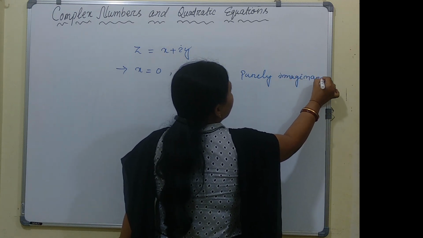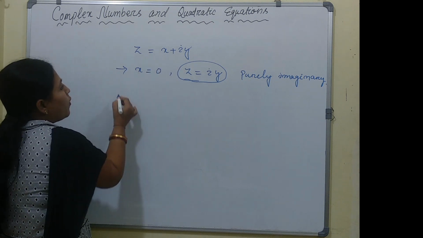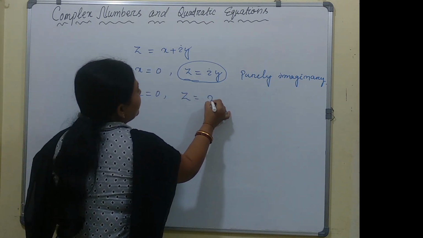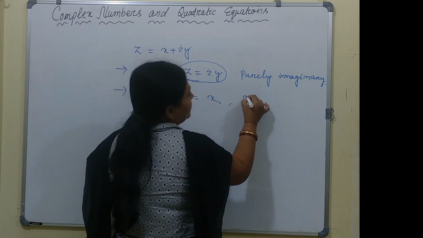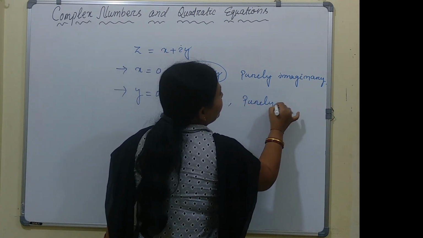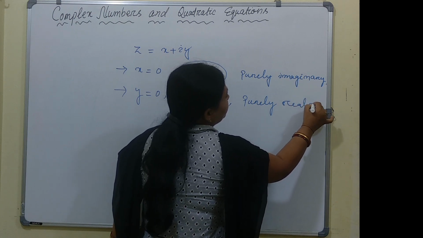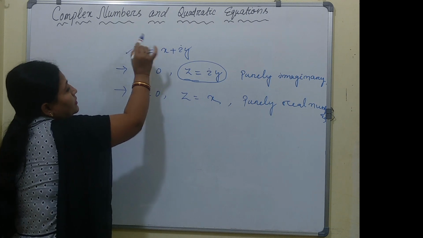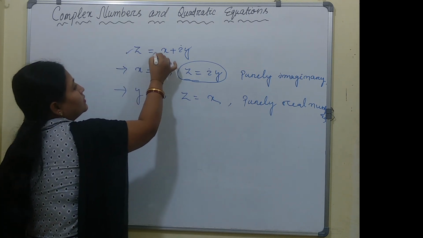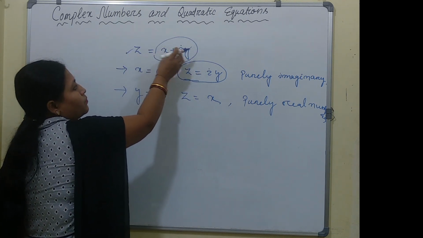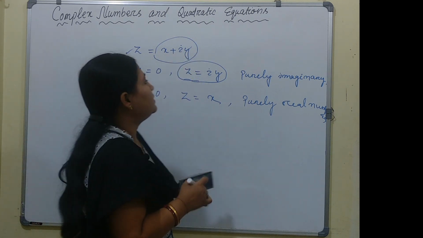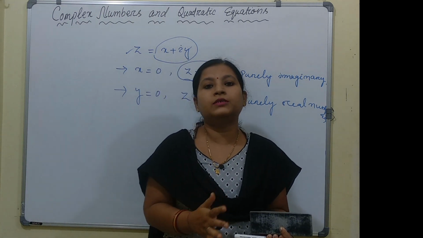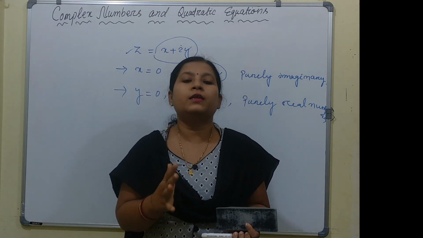Purely imaginary number. If y is equal to 0, then z is equal to x. That means z is a purely real number. So whenever we take a complex number in the form x plus iy, x is a real number and y is also a real number. x is the real part of z and y is the imaginary part of z.